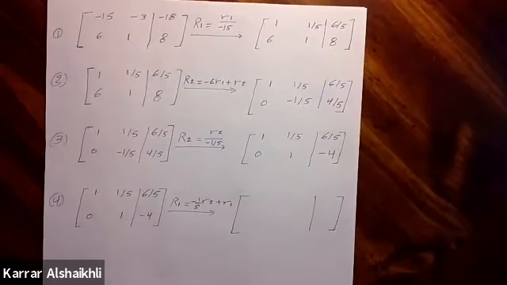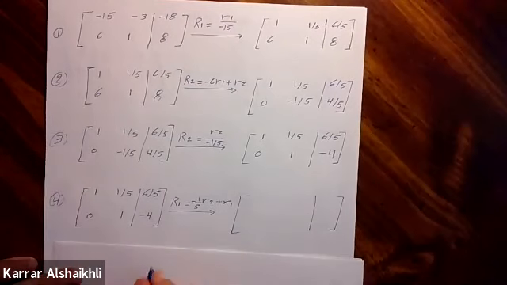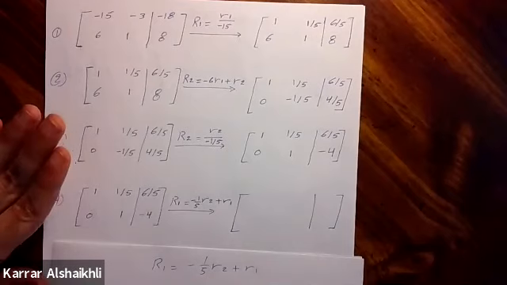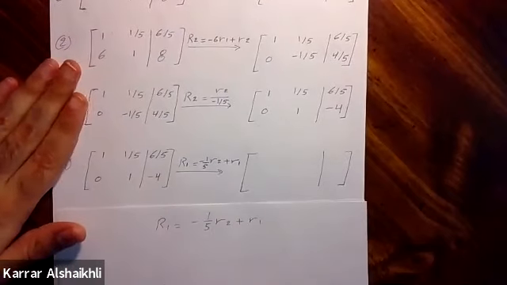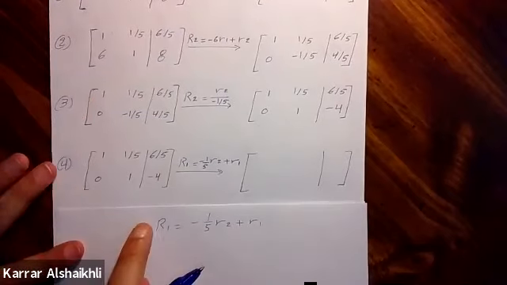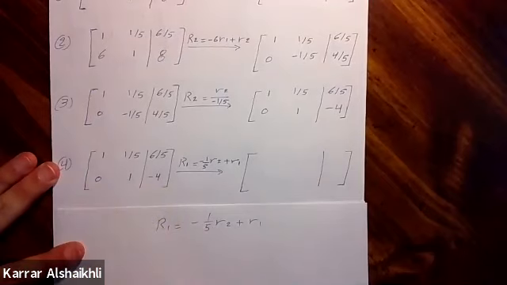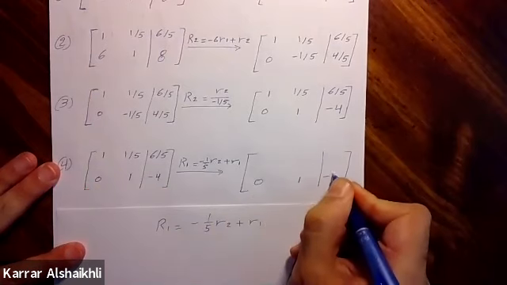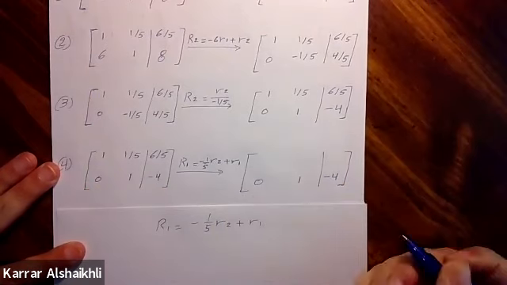That means the rule is going to be R1 is going to be negative 1 over 5 R2 plus R1. I'm going to do these steps on the side, so I'm not going to make mistakes. I'm going to get a new R1. That means R2 is going to be exactly the same: 0, 1, negative 4.